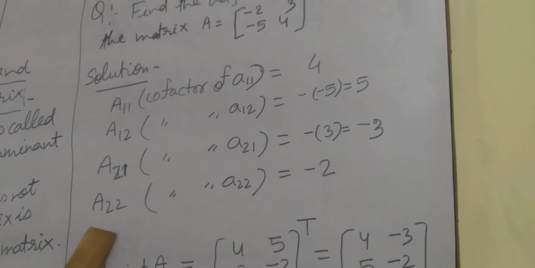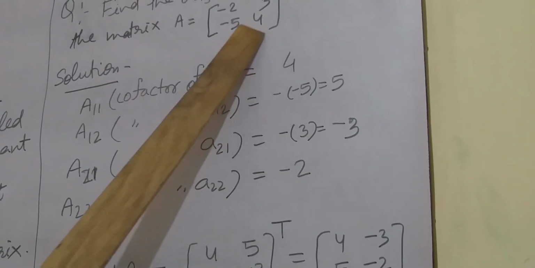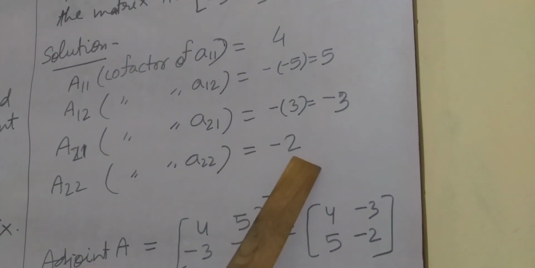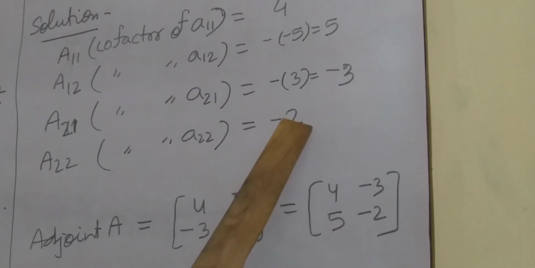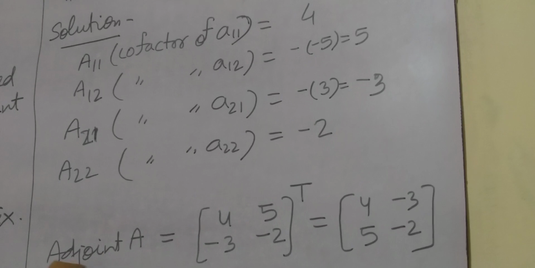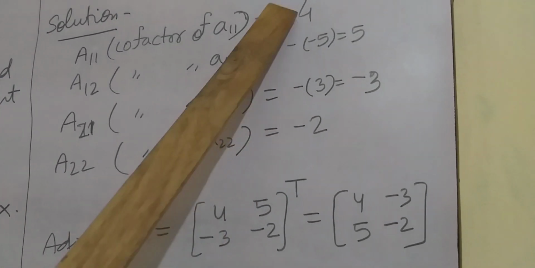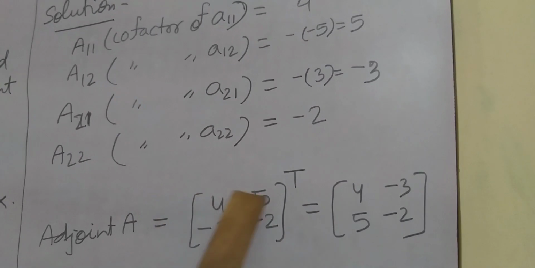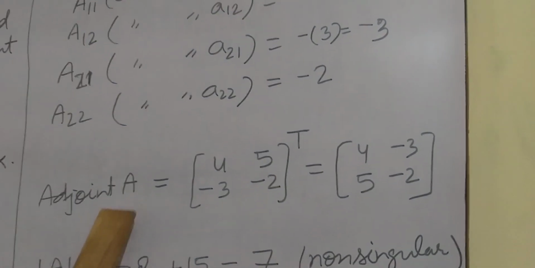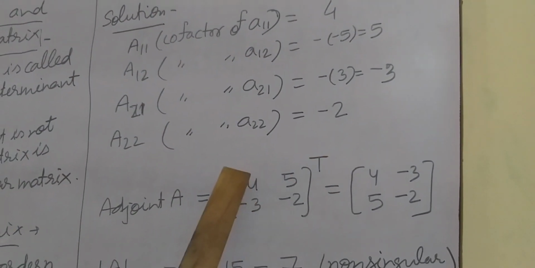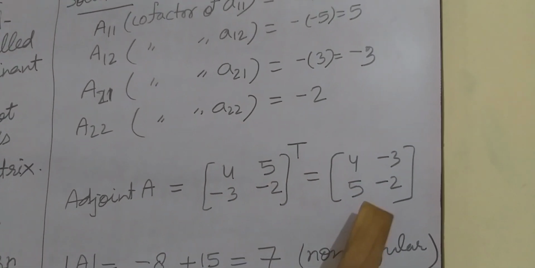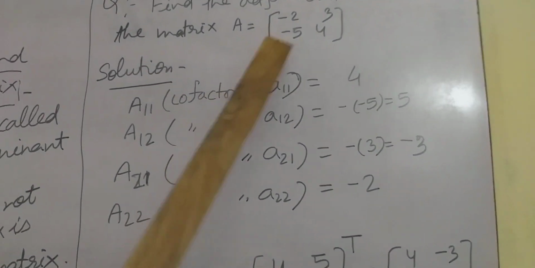Now A22, cofactor of this one. Column and row deleted, left part minus 2, its determinant is minus 2 student. Add both of them, even. So it will remain as it is, minus 2. Let us arrange properly. Adjoint A equals, we have to arrange the cofactors 4, 5, minus 3, minus 2. So we have to find its transpose to get adjoint A. So its transpose, rows change into columns, 4, minus 3, 5, minus 2. So this is adjoint A.